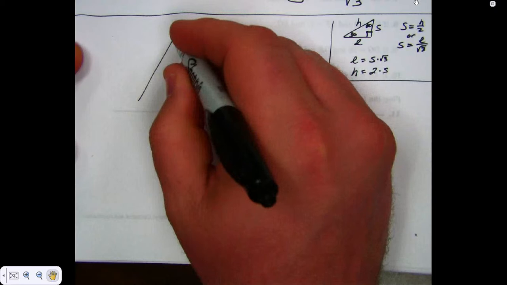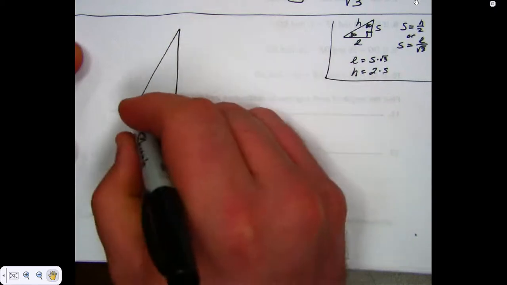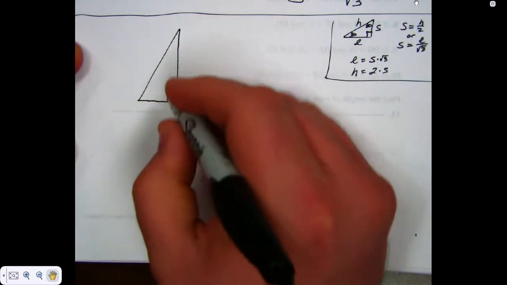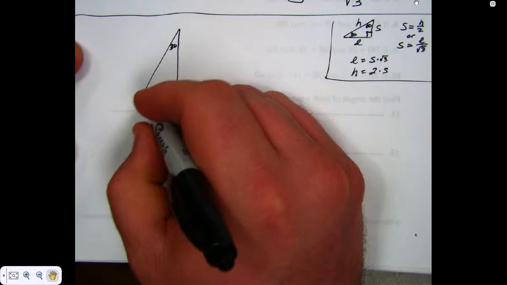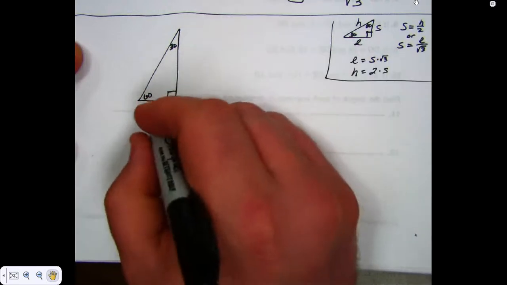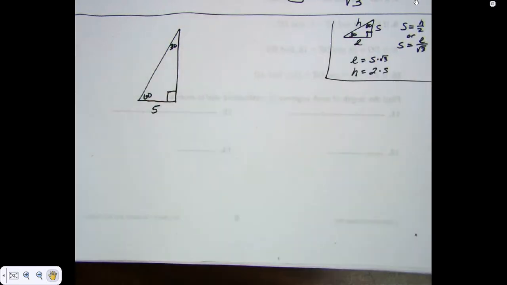I have a question. How am I going to find S and L always? What do you think? How am I going to find S every time? How am I going to know it's S? It's the shortest side. What do you think, Chris? What do you think?